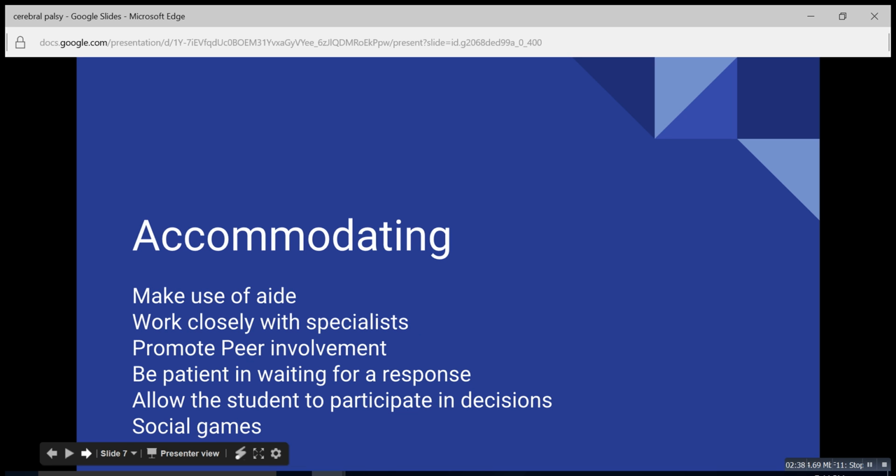Accommodating, make use of the aide. So if you're not sure how the student with cerebral palsy does things, you can ask the aide. Work closely with a specialist. So when you work closer with them, you can be more prepared on what the student with cerebral palsy needs. Promote peer involvement, make them get involved with their peers and have them sit in a group with their peers.